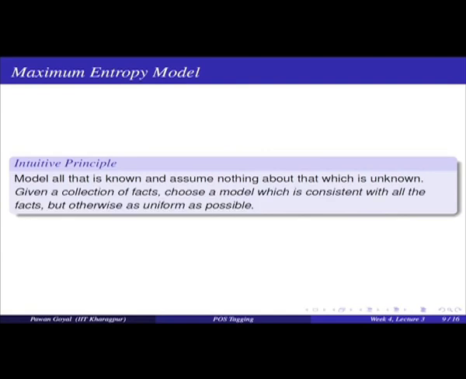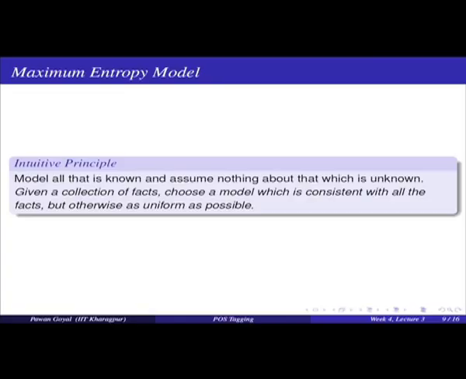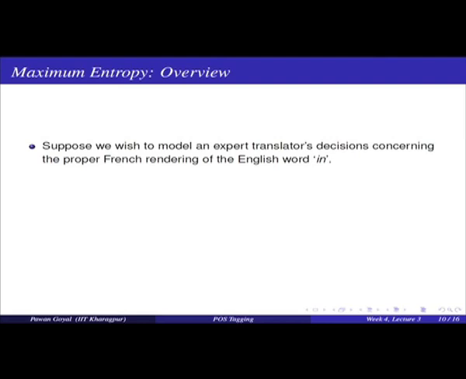You are given a collection of facts, and you want a model that is satisfying all these facts, that is consistent with all these facts, but otherwise is not making any further assumption. That is, after satisfying all these constraints, it is as uniform as possible. Or in other words, for all the possible models that satisfy a given set of constraints, choose the one that is the most uniform of all. Now, what do I mean by this? Let's take a simple example.